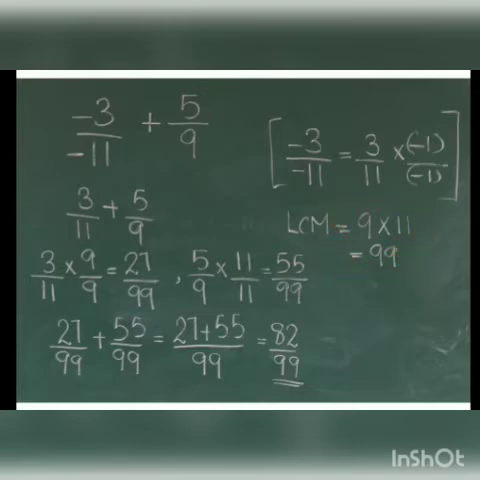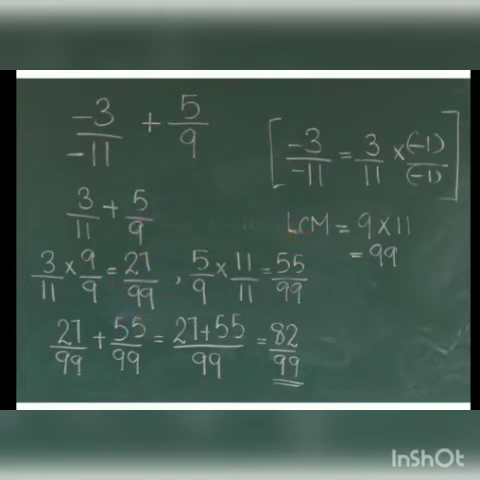Now how will you make it into the same denominator? All this you have studied in the chapter on fractions, how to convert unlike fractions into like fractions. So the same steps apply here. 3 by 11 you multiplied with 9, both numerator and denominator, and you got 27 by 99. 5 by 9 you multiplied with 11, so you got 55 by 99. So I converted the given fractions into like fractions with the same denominator, 27 by 99 and 55 by 99.